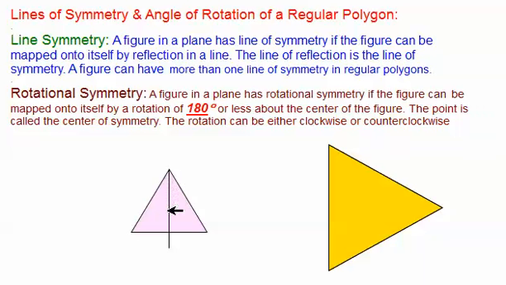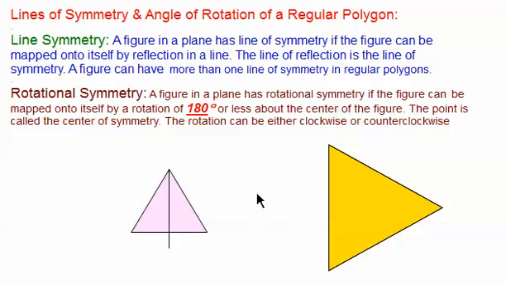If I draw a line from one vertex which connects to the midpoint of the opposite side, and I fold this triangle along this line, then the two parts will be sitting one on top of the other like this. When I fold it, the two parts overlap. So that is how the line of symmetry works.